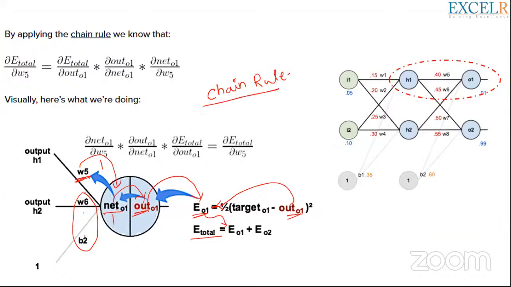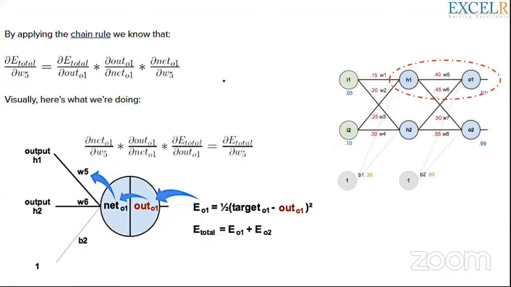Chain rule. What is chain rule? I have, let's say, for example, two systems. This is X. So this is Z. This is Y. I want to find out the rate of change of Y with respect to X.